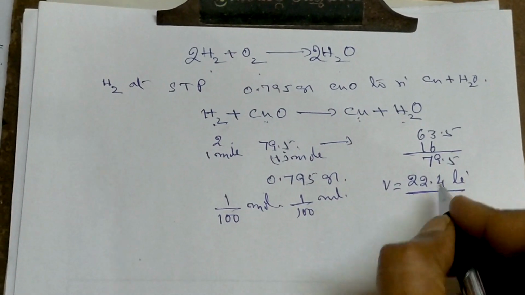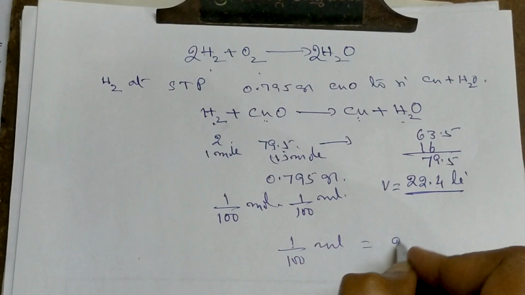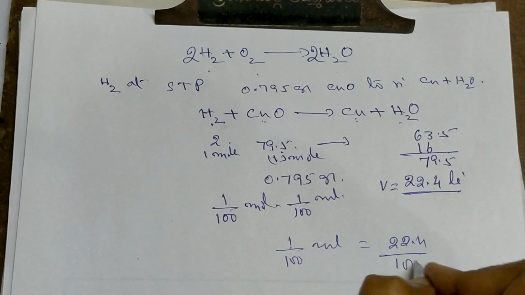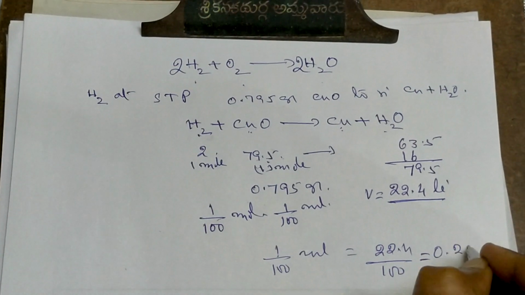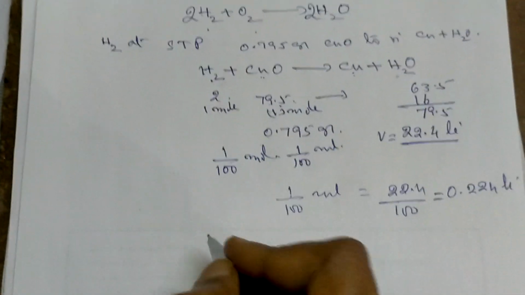Now the answer is very simple. So for 1 mole it is 22.4 liters. 1 by 100th mole equals 22.4 by 100, nothing but 0.224 liters. Very simple. Okay. We'll go to the next question.